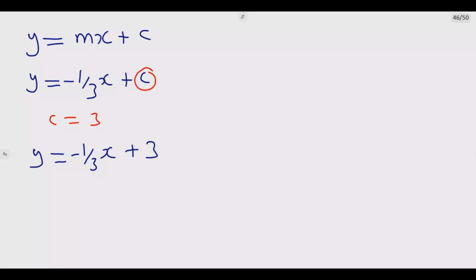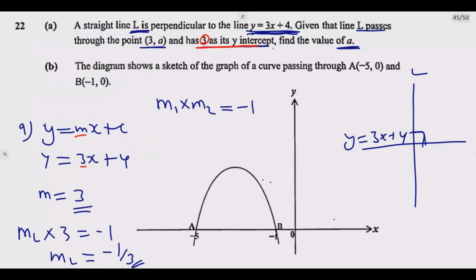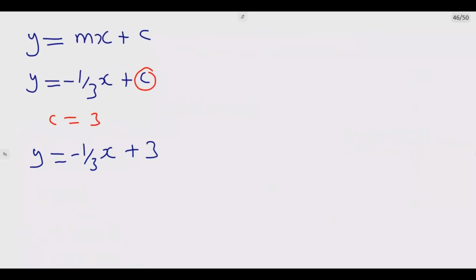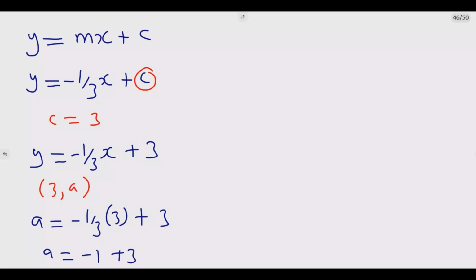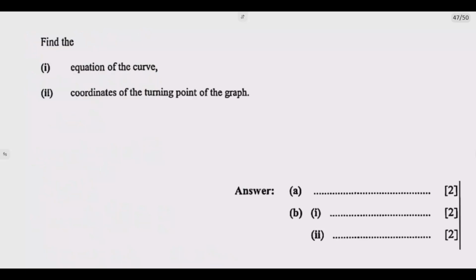Then what is the question? The question is to find the value of A. We've been given this point, which is critical. We need to use this point to find the value of A. So this is x, this is y. The point (3, A) means the value of y is equal to A. So A is equal to -1/3 times 3, the value of x, plus 3. This times that is -1, plus 3. So A is equal to 2. That's how we find the value of A.